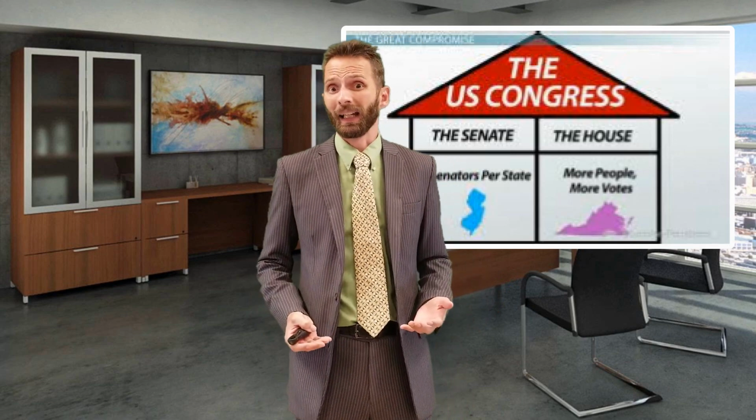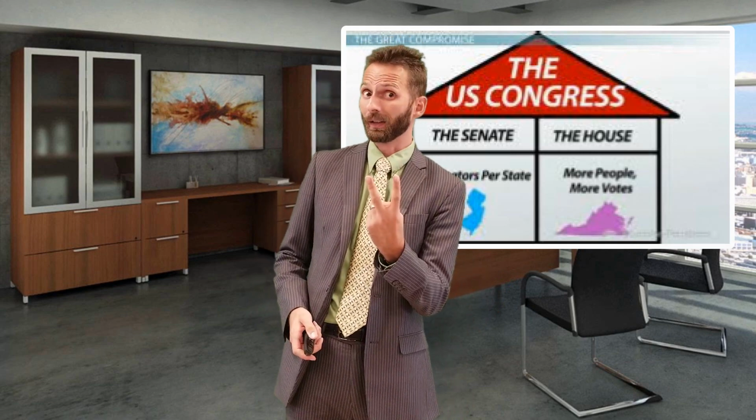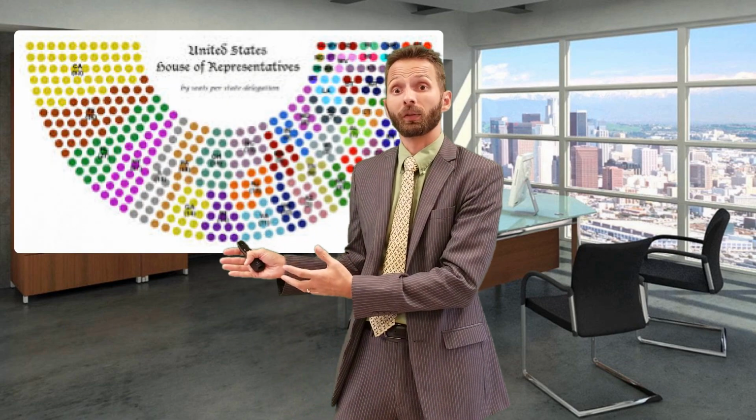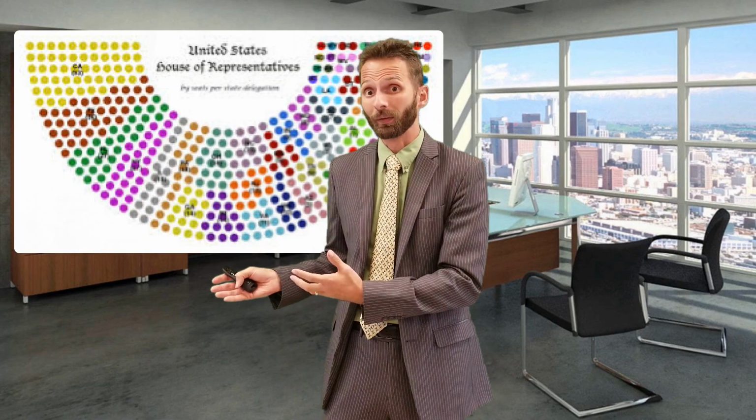Now Congress was bicameral. That means there were two houses. Now you have the House of Representatives, where the number of representatives from each state was based on population. Every 10 years there's a census where the population is counted and the House seats are readjusted. Today, the number of members is capped at 435, and each member serves a 2-year term.